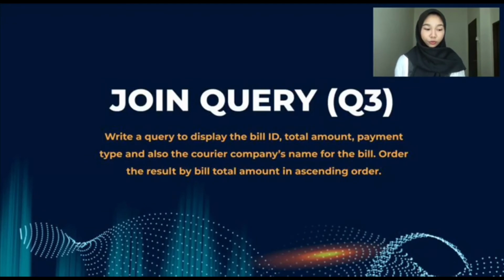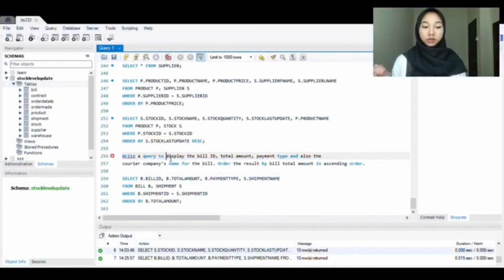Alright, so moving on to question number 3. Write a query to display the bill ID, total amount, payment type, and also the courier company's name for the bill. Order the result by bill total amount in ascending order. So, because the question wants us to display the bill ID, total amount, payment type, and also the courier company's name for the bill, we will write select b.bill_id, b.total_amount, b.payment_type, s.shipment_name from bill B and shipment S.